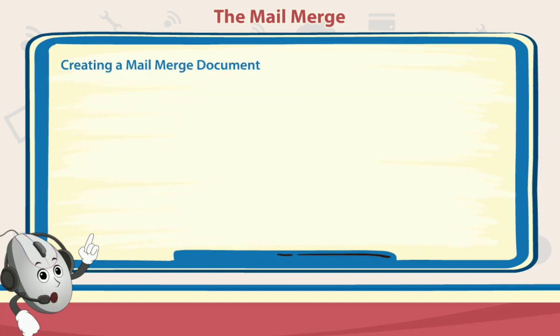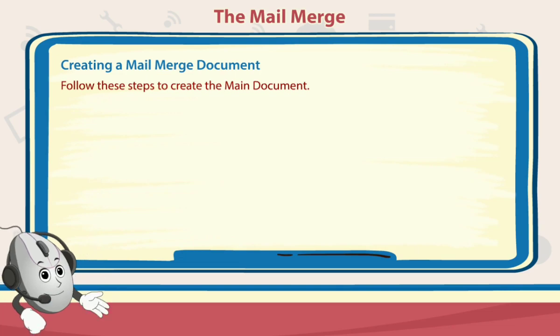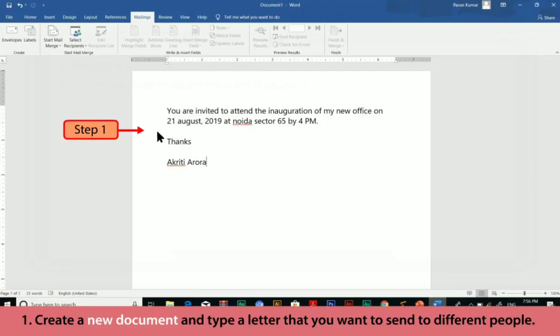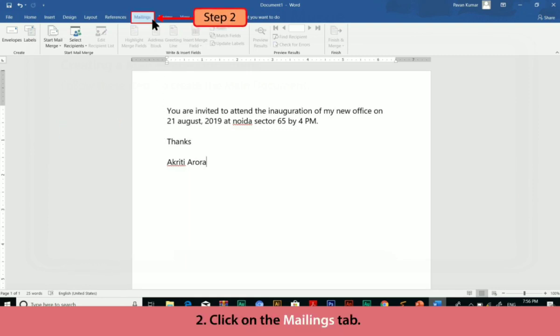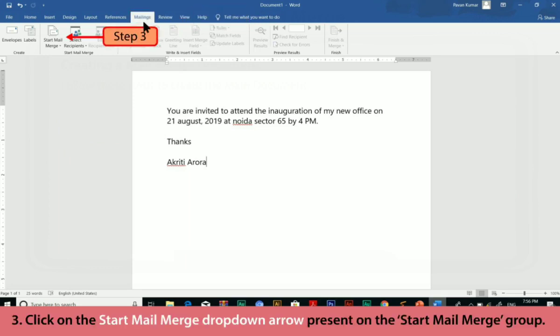So let's learn how to create a mail merge document. So let's learn how to create a main document. Step number 1, create a new document and type a letter that you want to send to different people. Suppose you are typing your birthday card or invitation. Now step number 2, click on the Mailings tab.